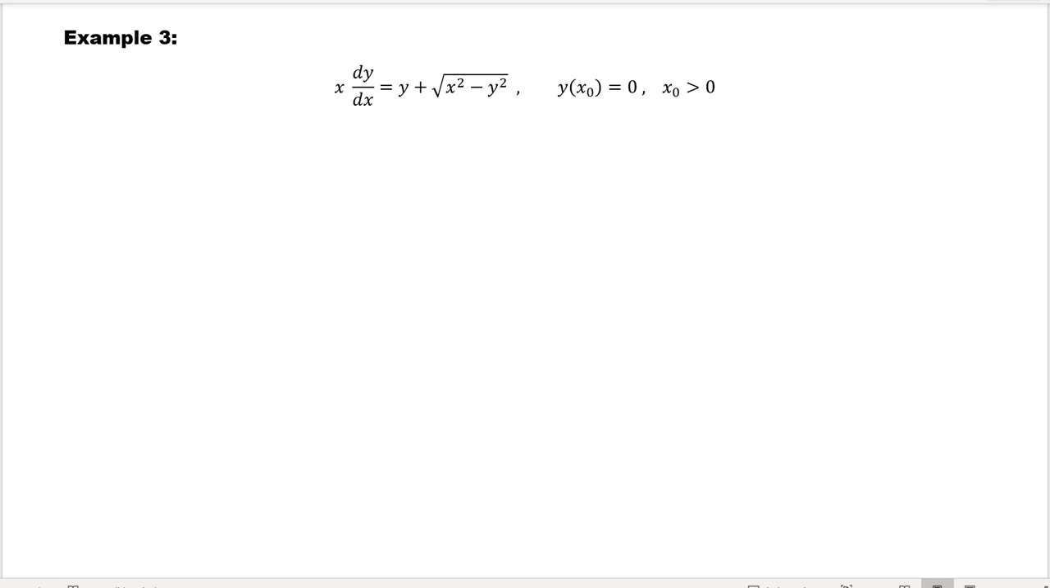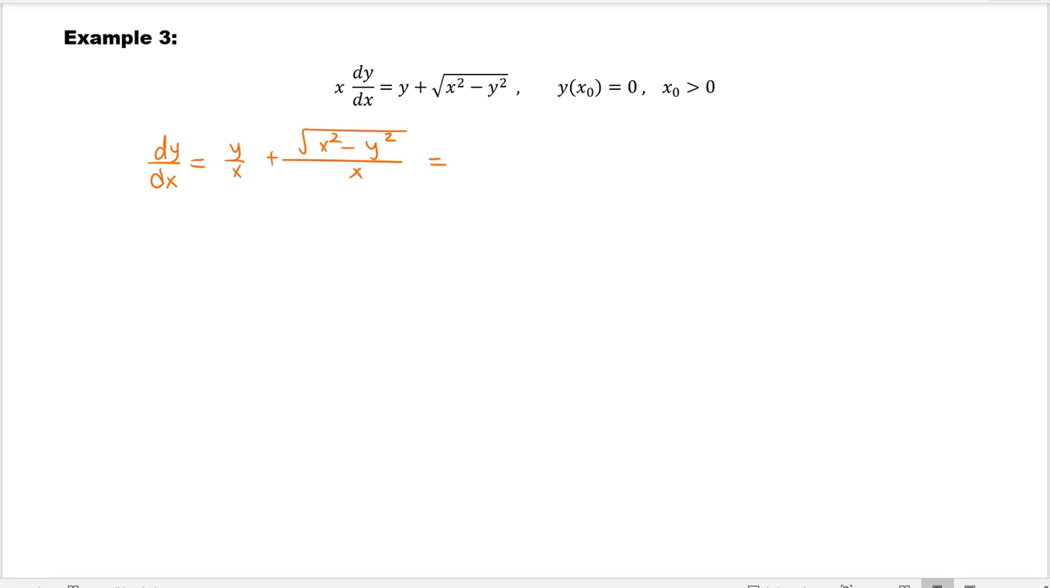Example 3, you can see this is degree 1, this is degree 1. This is square, but when you take the square root, it's also like degree 1. So first of all, let's figure out what is dy/dx. So both sides divided by x: y over x plus the square root of x squared minus y squared, divided by x.